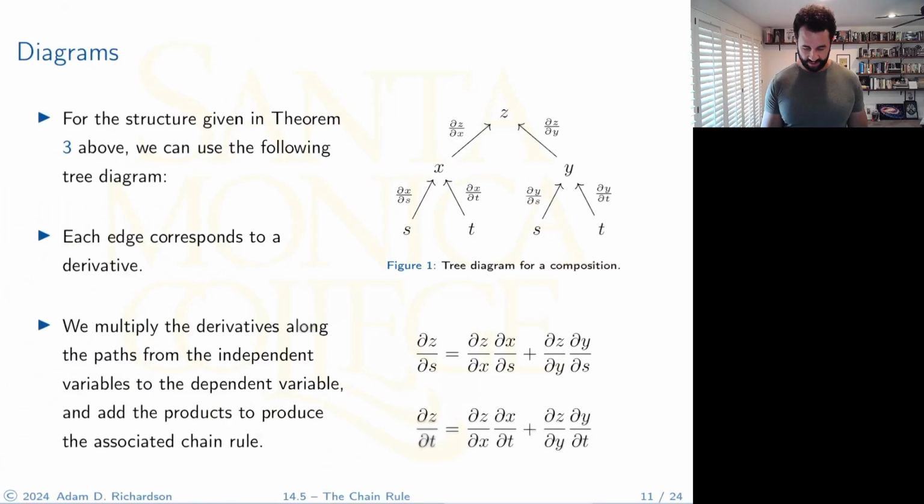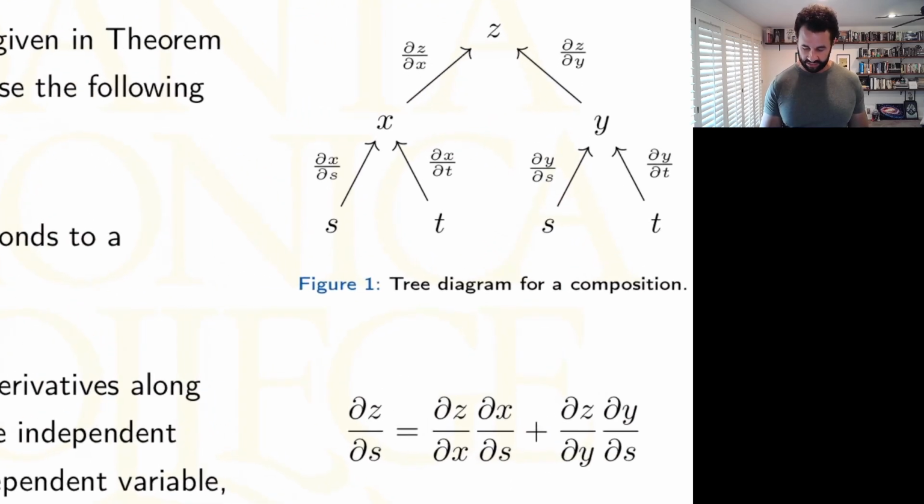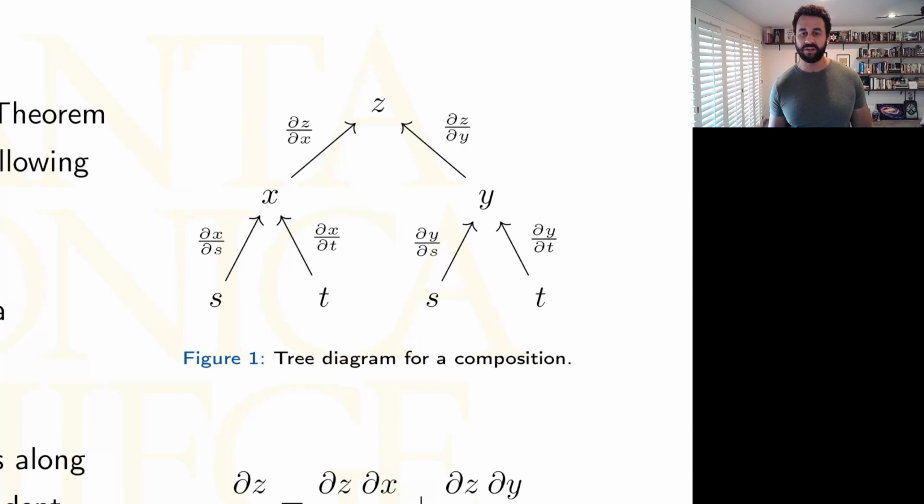That's basically it. And then what we're going to do for the chain rules is, each one of these edges, each one of these arrows, is going to correspond to a derivative, either a partial derivative or just a straight up derivative. And then what we do is we multiply the derivatives along the paths from the independent variable to the dependent variable, and then we add up the products to produce the associated chain rule. So let's look at the diagram again. If I wanted to know the partial derivative of z with respect to s, there are two paths I have to take. This one and this one.